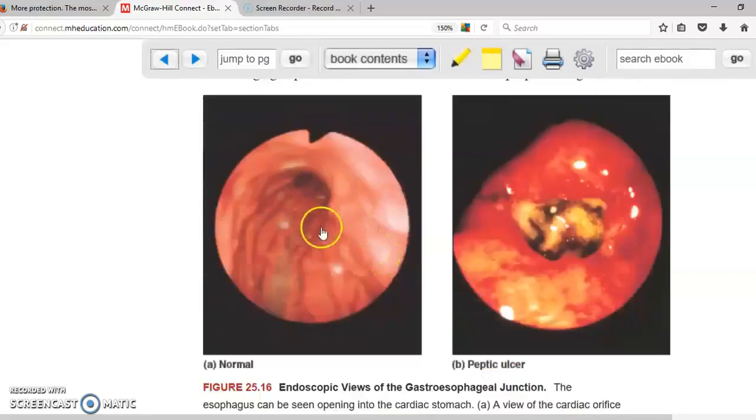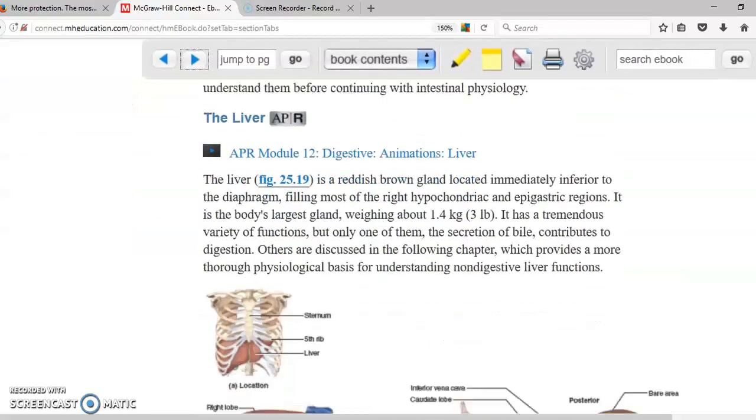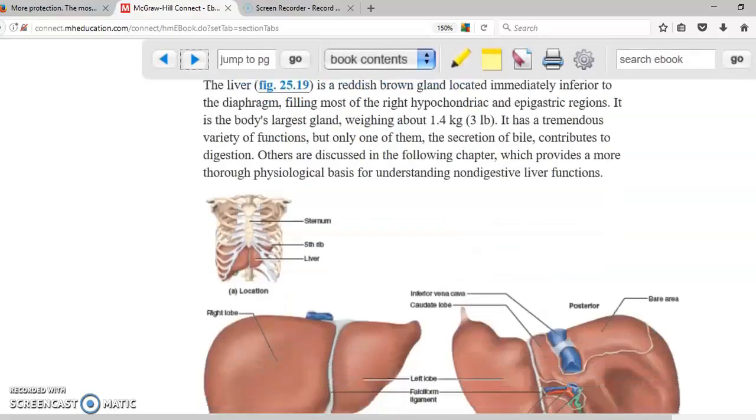Right here you see normal tissue, and right here you see an ulcer. The next topic is liver, gallbladder, and pancreas. So we scroll down. We have the liver. That's the first part. It is found in the right hypochondriac area.